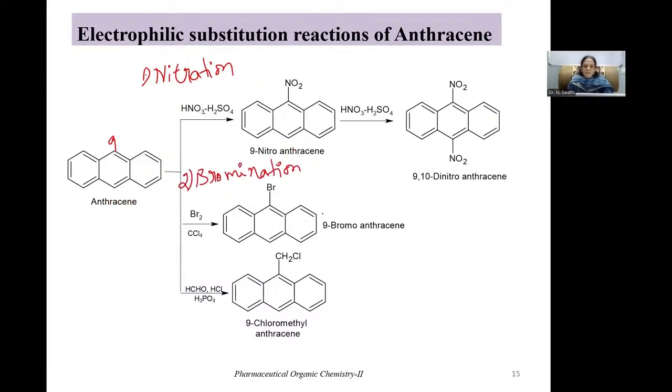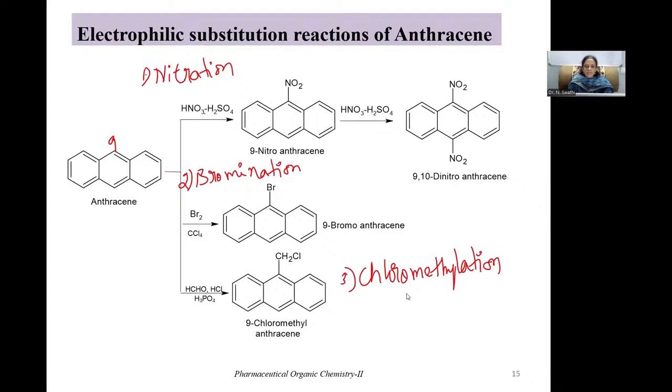The second example is a bromination reaction, when anthracene is allowed to react with bromine in the presence of carbon tetrachloride. Here also, from bromine there will be formation of bromonium ion in the first step of the electrophilic substitution reaction. So this bromonium ion prefers to attack at the 9th position, okay, because that is the preferred point of attack, and as a result there will be formation of 9-bromoanthracene as the product.